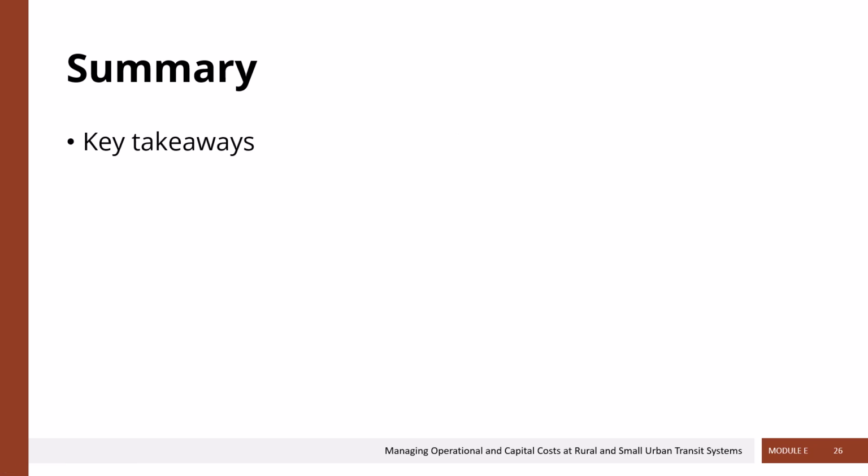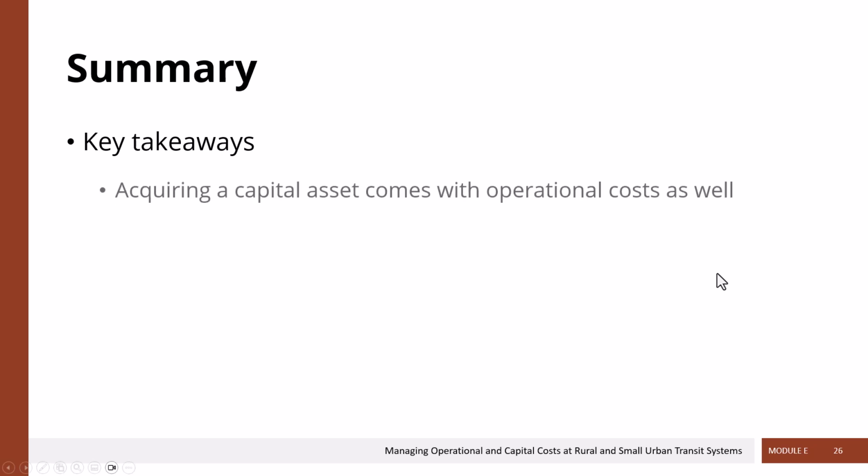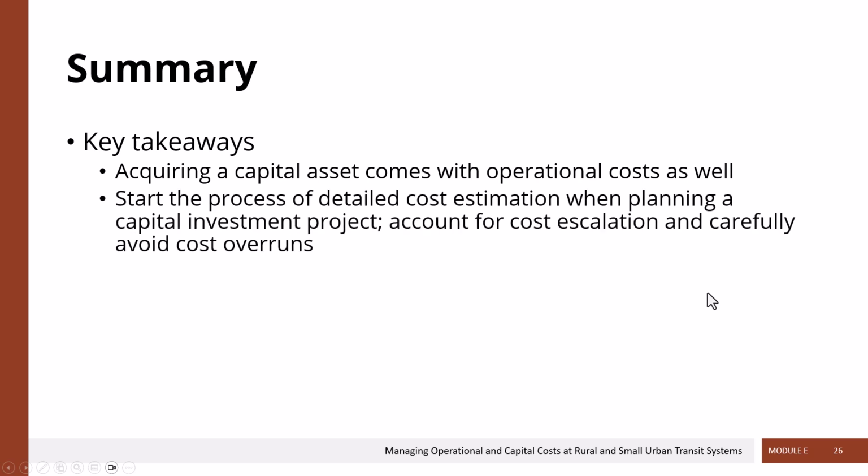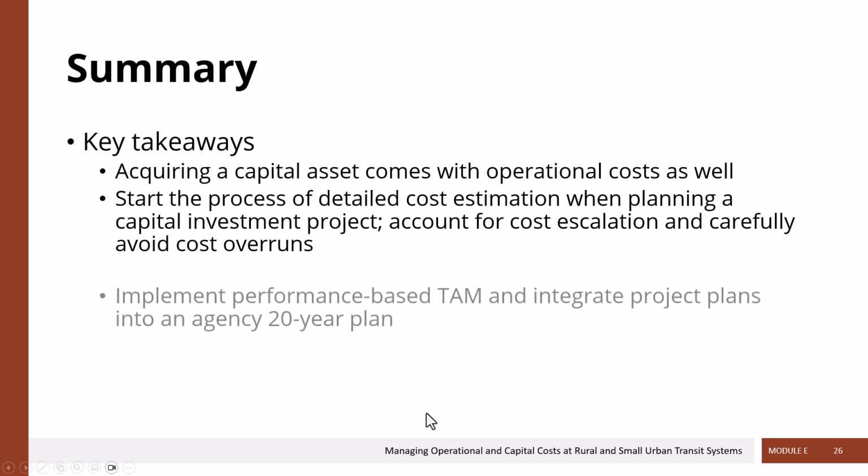Okay, here are the key takeaways from this video. First, acquiring a capital asset comes with operational costs as well. So don't forget that when you're getting a capital asset and thinking about the costs, it's important to consider all costs associated with acquiring that asset. Second, it's important to start the process of cost estimation very early on when you're planning a capital project and try to account for cost escalation and carefully avoid cost overruns. Those are things you do not want to happen with your capital project.